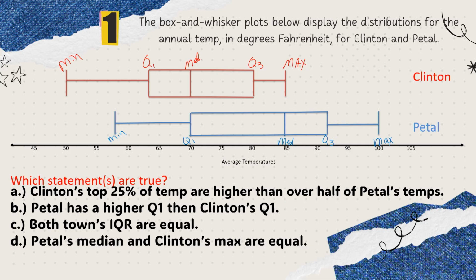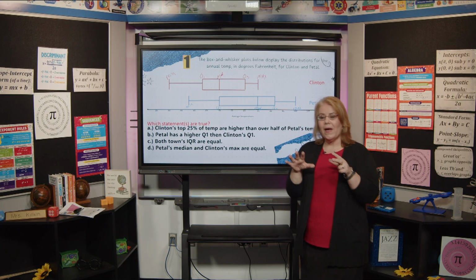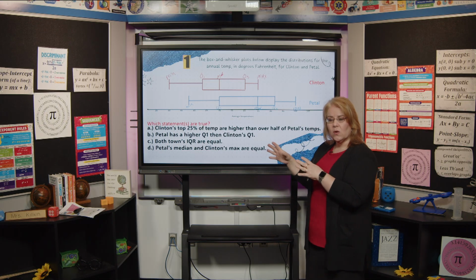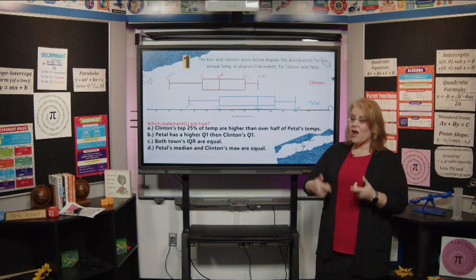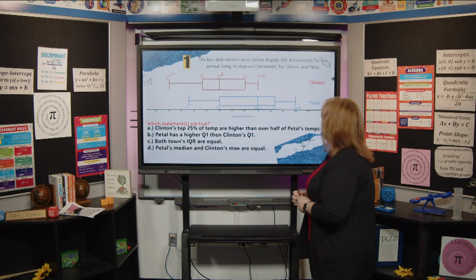Which statements are true? Clinton's top 25% of temps are higher than over half of Petal's temps. Petal has a higher Q1 than Clinton's Q1. Both towns' IQRs are equal. Petal's median and Clinton's max are equal. So you and your table partner, go ahead, look at the data, look at the questions, see what you got, compare, and then come back to me and we'll see what we're going to do.